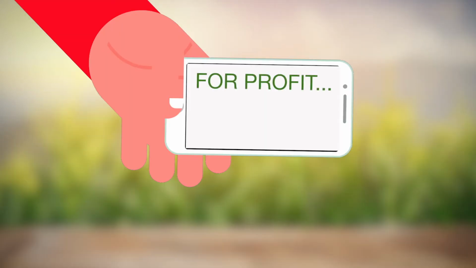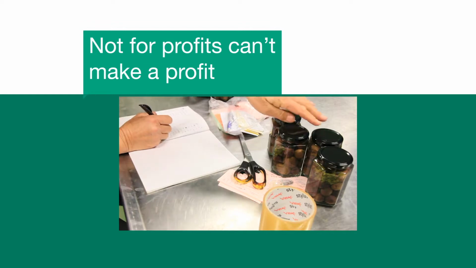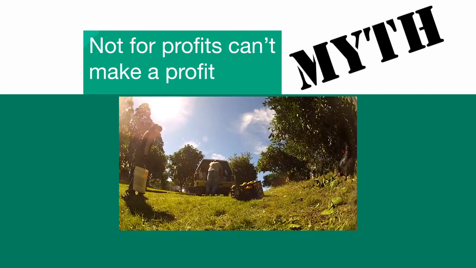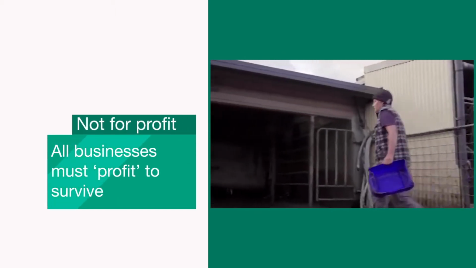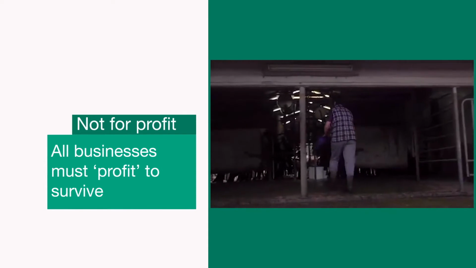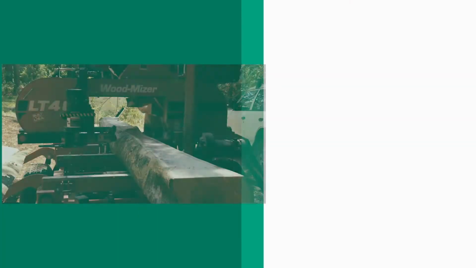Businesses can be for-profit or not-for-profit. Australia's tax laws highlight this important choice. Some say that not-for-profits cannot make a profit. That's a myth. All businesses, including not-for-profits, should aim to profit from their activities. Otherwise, they soon become insolvent and must be wound up.